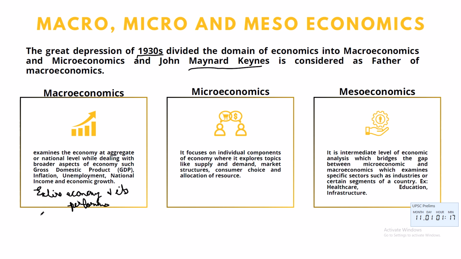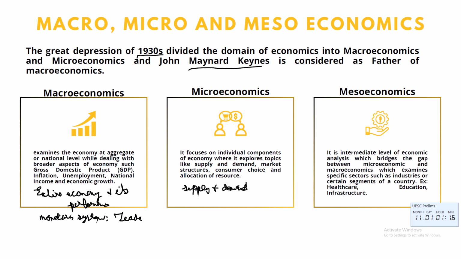It analyzes the performance of an economy through various factors like monetary systems, government policies, and trade, which influence the growth and stability of the country. What is microeconomics? It focuses on individual components of the economy, where it explores supply and demand, market structures, consumer choice, and allocation of resources. Microeconomics in particular shows us how individual decisions and interactions impact the resources and the distribution of goods and services in general.